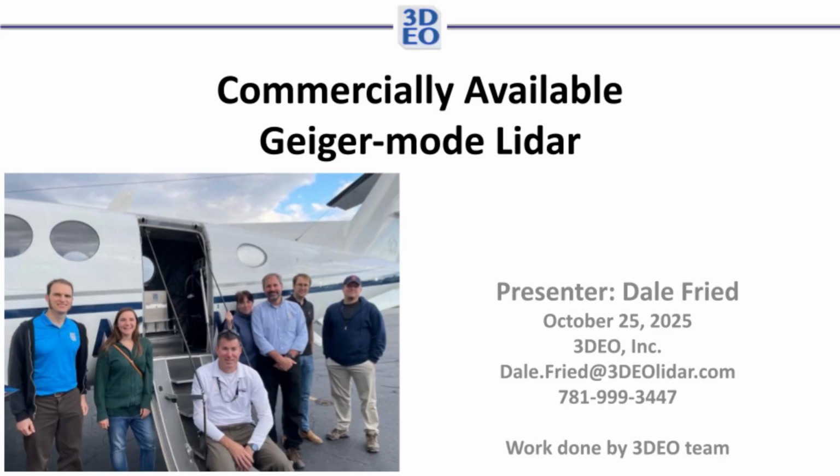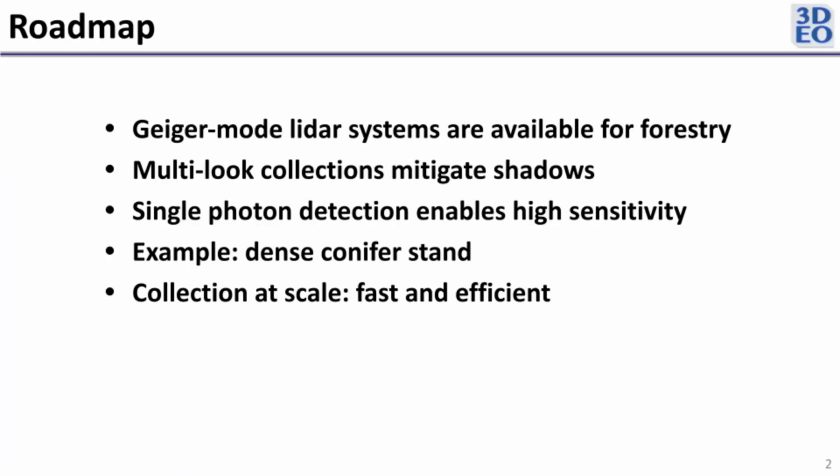So just the roadmap, we'll start with a little bit of a pitch from my company, just one or two charts of what's actually available for forestry today. Then look at multi-look collections. So we talk about angular diversity, seeing a point on the ground from many different view angles, and I'll talk a little bit more about how and why that's important and how we do it effectively and efficiently.